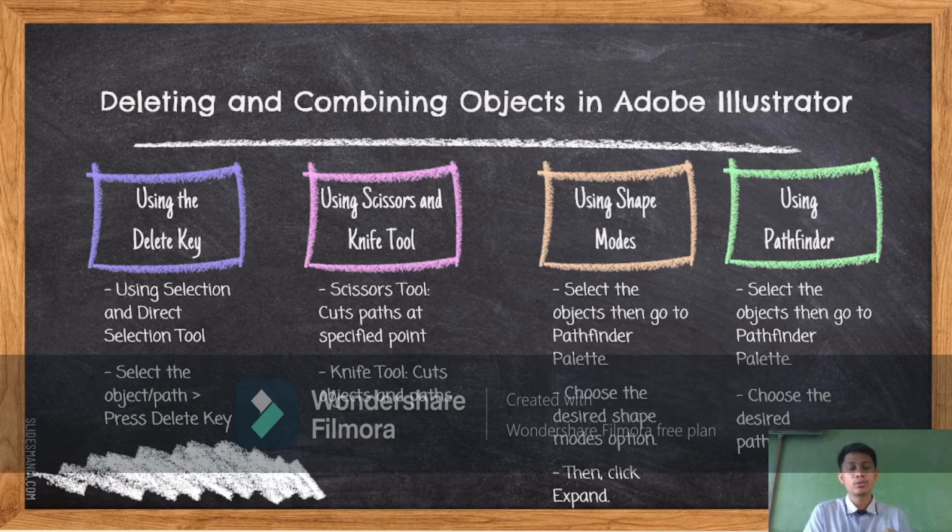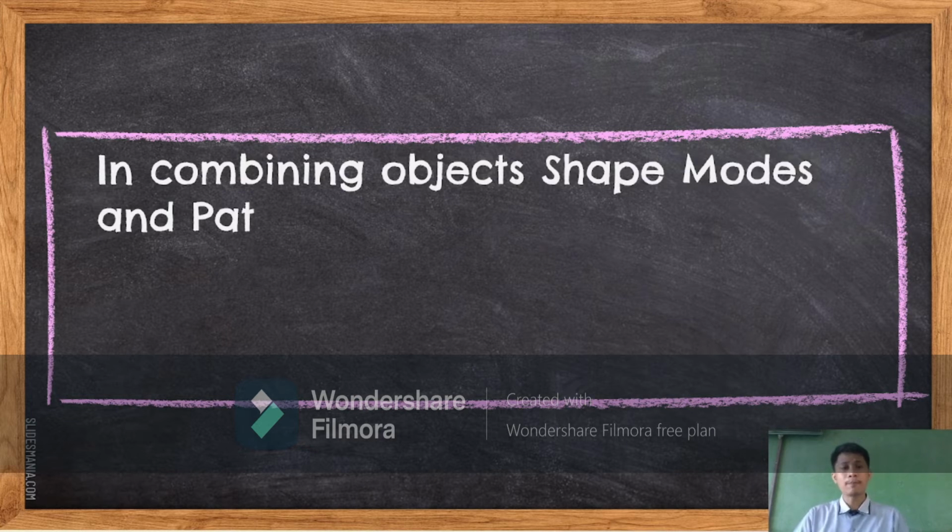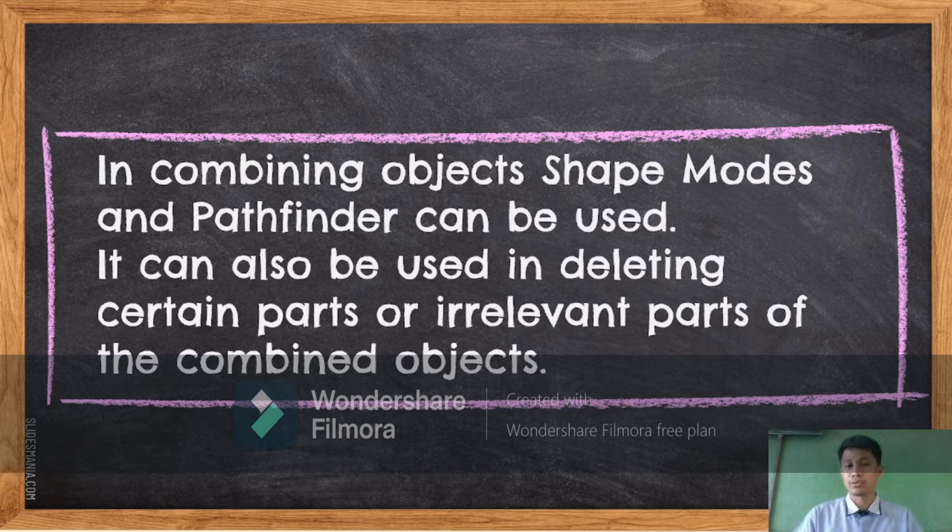So these are the tools that we're going to use in deleting and combining objects in Adobe Illustrator. These are some of the basic tools that somehow can help us make our digital artwork appealing to the eyes of the viewers. Okay? And take note that in combining objects, shape modes and Pathfinder can be used. They can also be used in deleting certain parts or irrelevant parts of the combined objects.